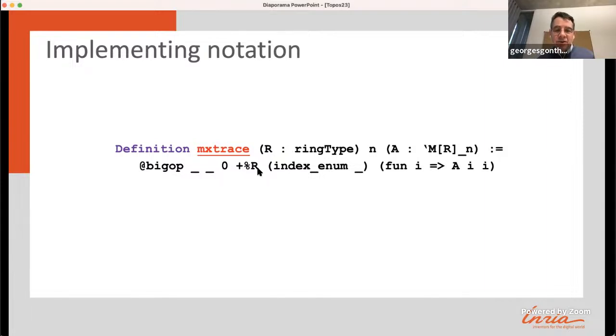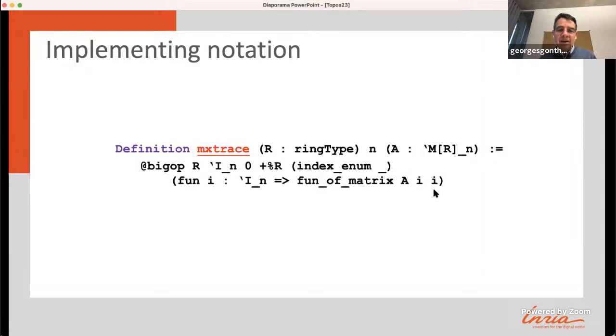A sum is understood as iterating some form of addition, where the empty sum is 0, and since we haven't specified a range, we're going to enumerate all of the index type, and here is the thing we're iterating, which is just the diagonal function returning the diagonal elements.